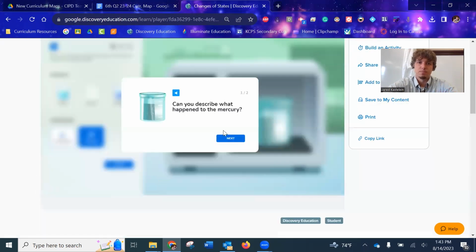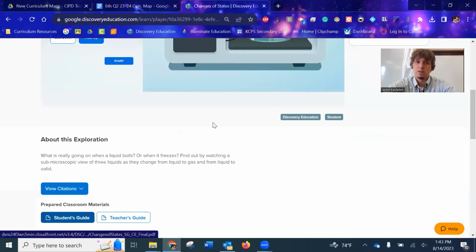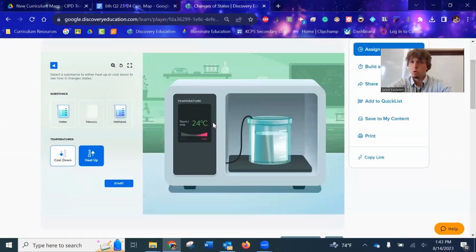As always, you've got the teacher's guide and student guides down here. This might be a good group work. You could do this as a whole class. I think students will probably do better with this one investigating on their own.